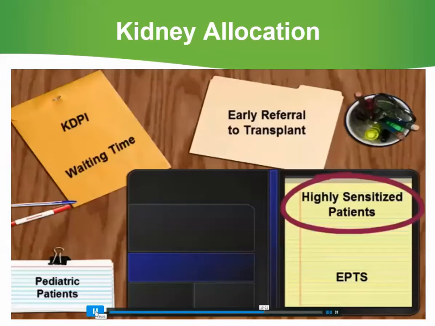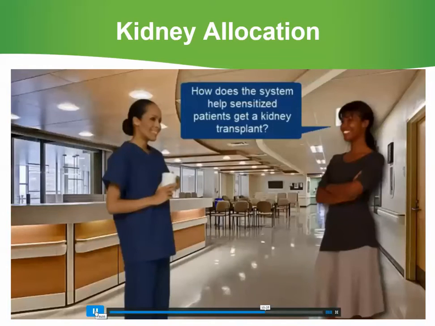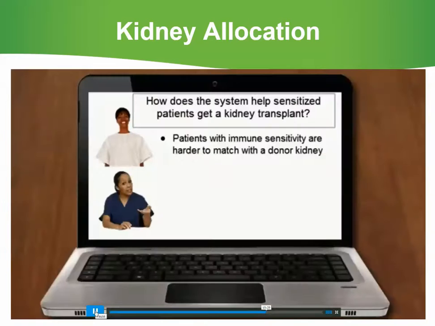Let's take a look at the importance of highly sensitized patients. How does the system help sensitized patients get a kidney transplant? Patients with immune sensitivity are harder to match with donor kidneys. Sensitivity is determined by measuring the amount of antibodies found in a candidate's blood that could attack cells in the donated kidney and cause rejection of the organ. Highly sensitized patients have more of these antibodies and thus a higher chance of being incompatible with a donated kidney.